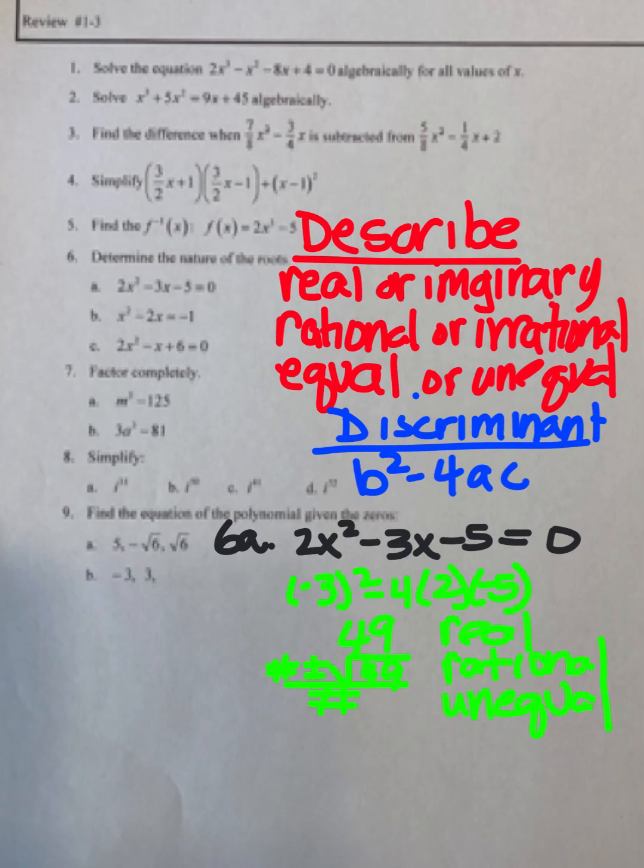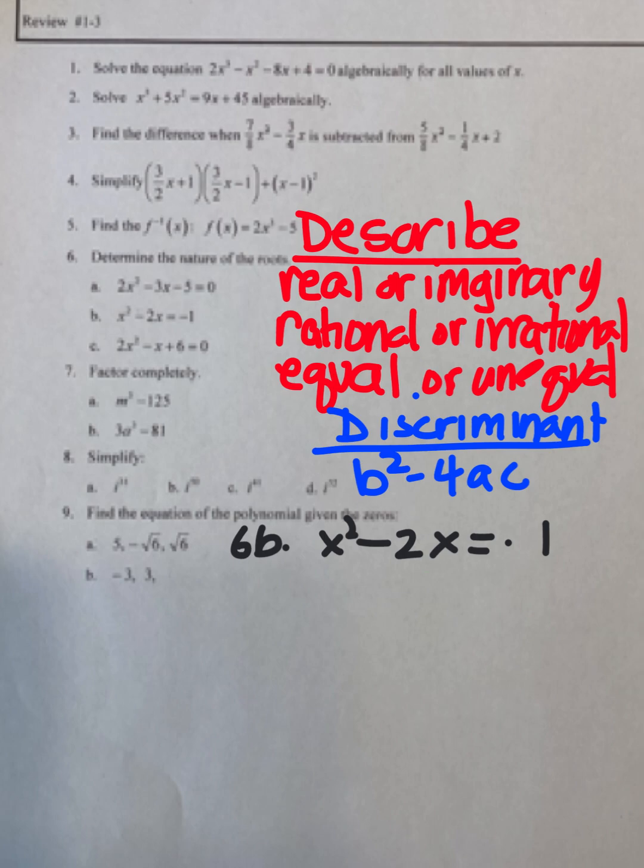All right, so let's take a look at 6b. Okay, so 6b, I noticed that it is not equal to 0. So I have to get it to equal 0. So I have to add, that's a 1, negative 1. So I have to add the 1 over. So I get x squared minus 2x plus 1 equals 0.